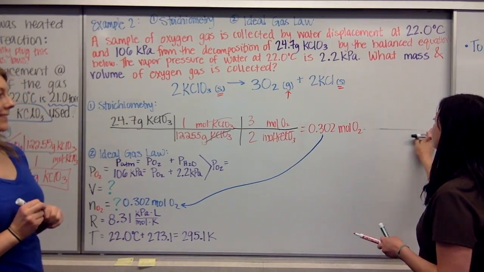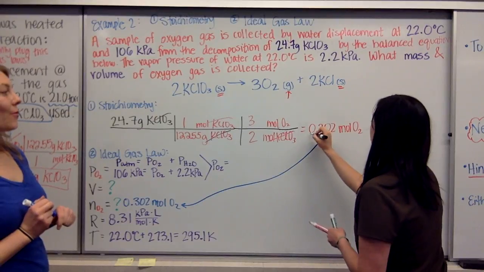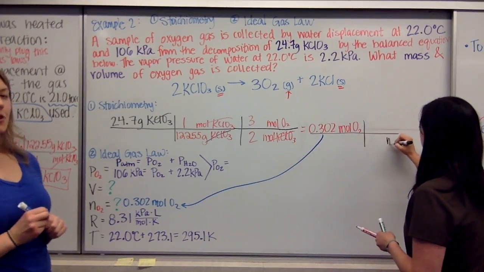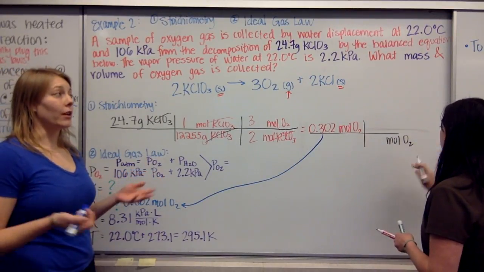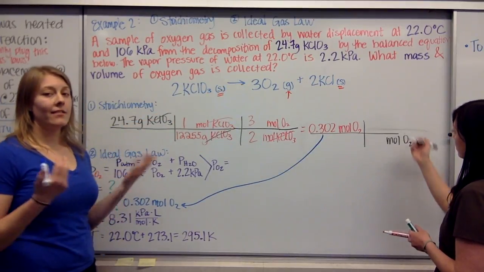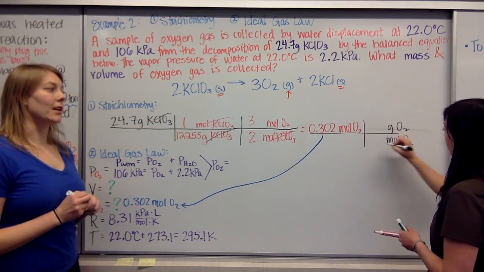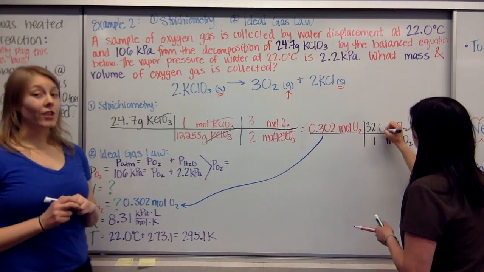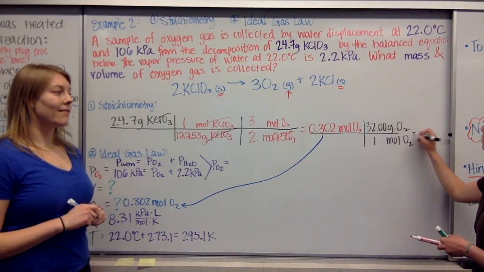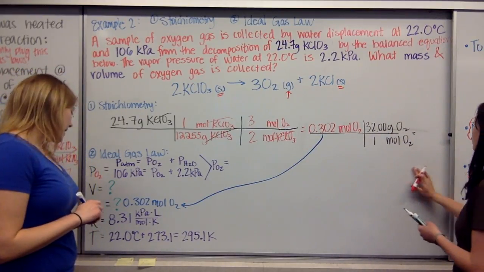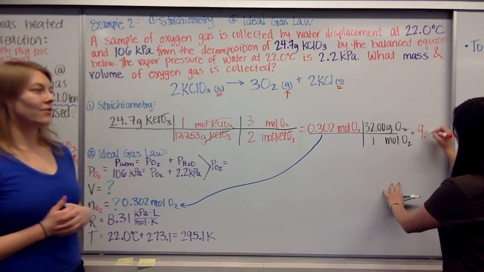We're in moles of oxygen, so moles of oxygen goes on bottom. One of the things we're looking for up there in purple is the mass, so we need grams of oxygen on top. For every 1 mole, we have 32 grams of oxygen, that's the molar mass, and we get 9.66 grams of oxygen.